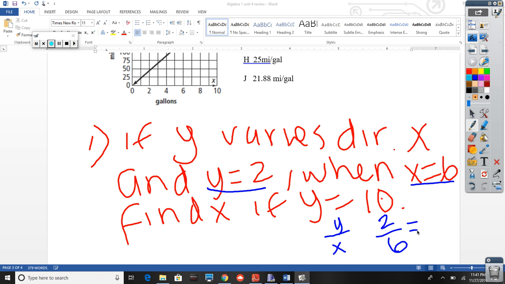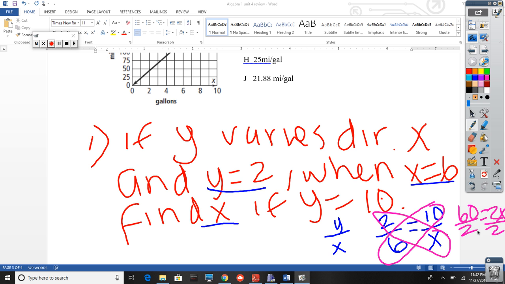And then on this one says find x, so I don't know what x is, but I know that y is 10. And then you just do your old cross multiply and divide shortcut from middle school. 6 times 10, that's 60. 2 times x equals 2x. And then all you gotta do is divide by 2. So my answer is 30 equals x, and that's it. Every time it says varies directly, that's all you have to do, a proportion.